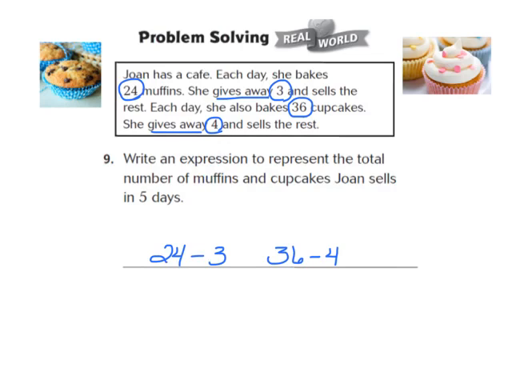Now I'm going to come back down to question 9, and it says, write an expression to represent the total number of muffins and cupcakes that Joan sells in 5 days. Well, I know that if they're looking for the total number of muffins and cupcakes, total means I'm going to add those two amounts together. Now, I also know that they're not talking about just one day, which is what this represents. They're talking about the number in 5 days.